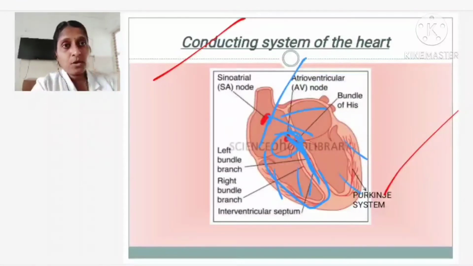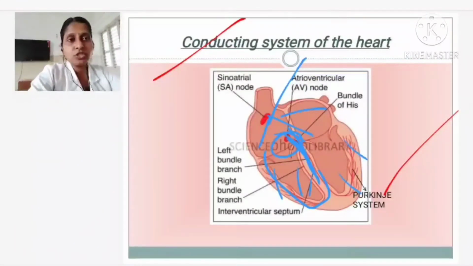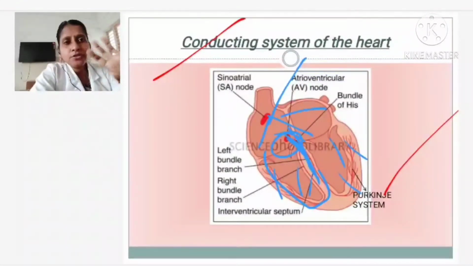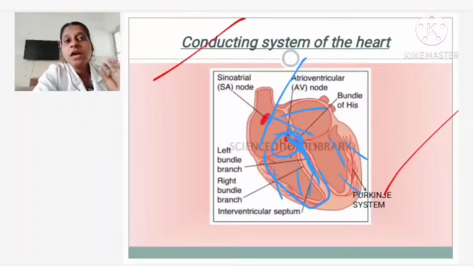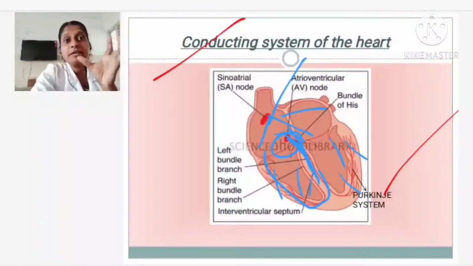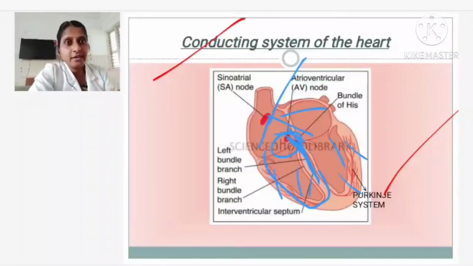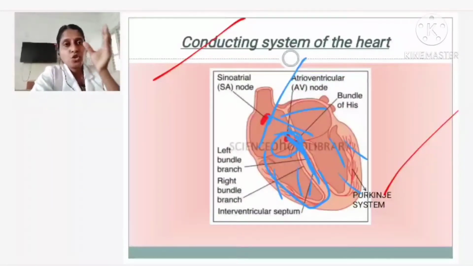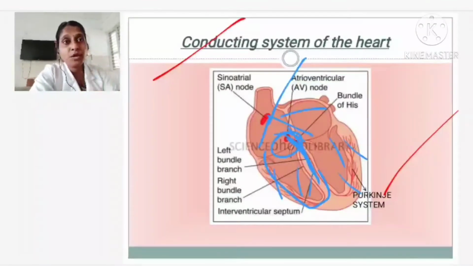Now this current or the impulse is sent to what? The Purkinje fibers, which are highly distributed into the ventricles. Now what will happen is that the ventricles will contract by getting that current or the impulse. So auricle is contracting, ventricle is contracting because of what? Because of the impulses or the current which is generated by whom? This heart.